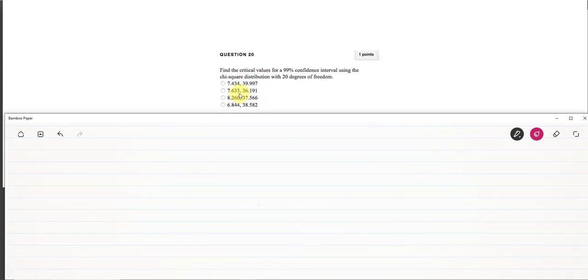Okay, let's try the next question. In this question, they ask you to find the critical value for a 99% confidence interval using the chi-square distribution with 20 degrees of freedom.